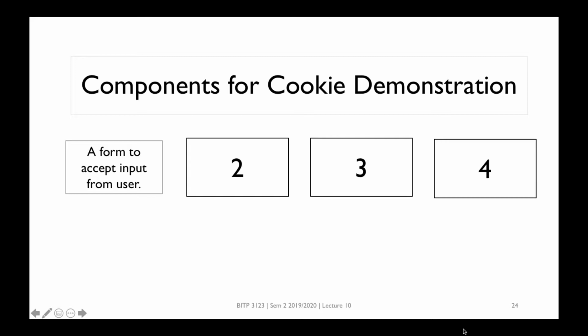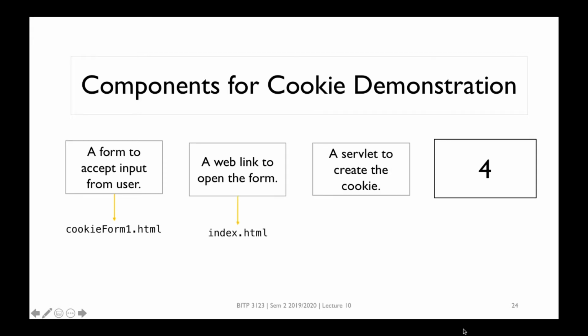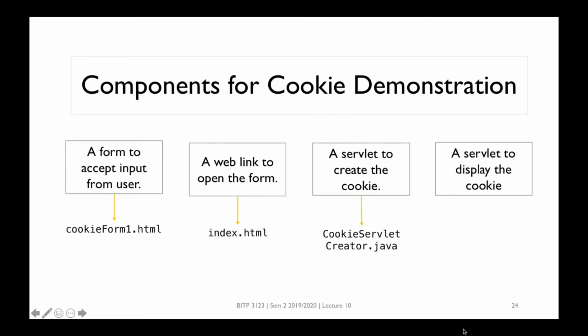We shall name the form as cookieform1.html. The second component is a web link to open the form. The link will be created in index.html. The third component is a servlet to create a cookie. We will name the servlet as cookieservletcreator.java. And the final component is also a servlet.